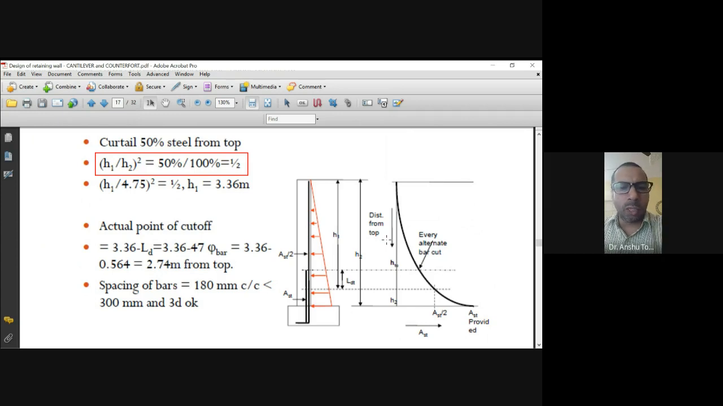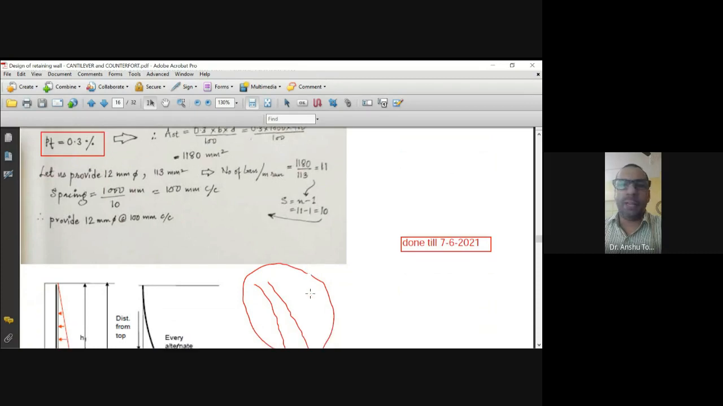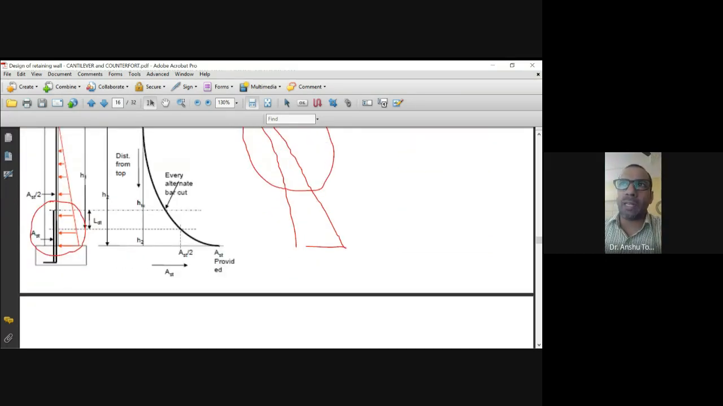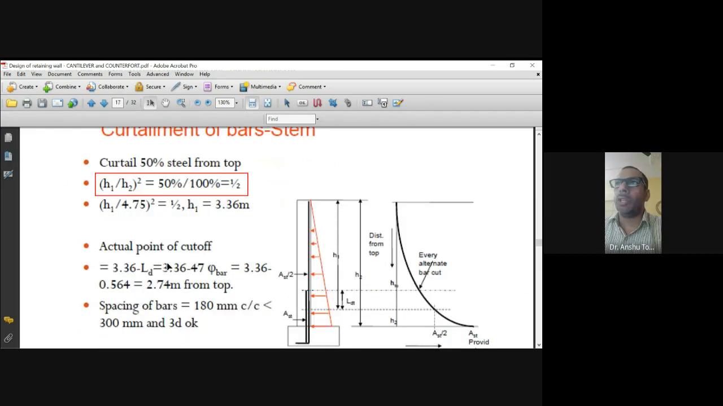So in this proportion, the percentage of steel that we calculated yesterday, we are not going to take the total reinforcement till the top. We will curtail half of the bars here, but where will we curtail? The question is like that. So this H1 upon H2 we have got, because H2 is 4.75. This is 4.75 meter.